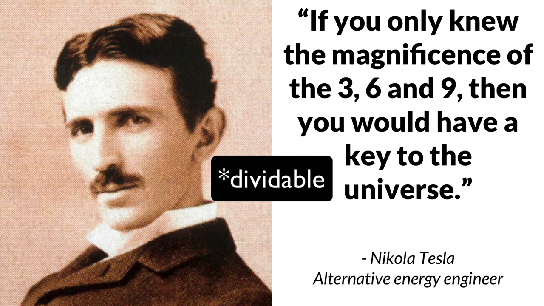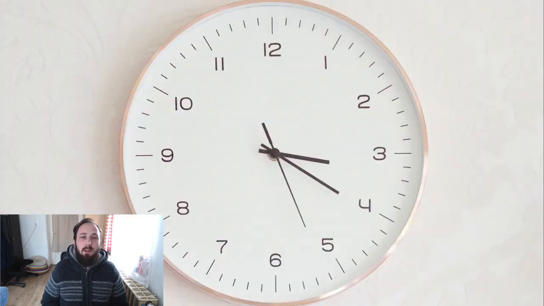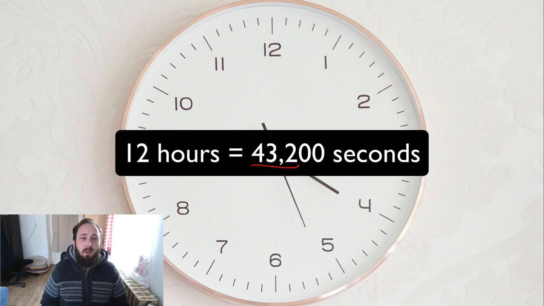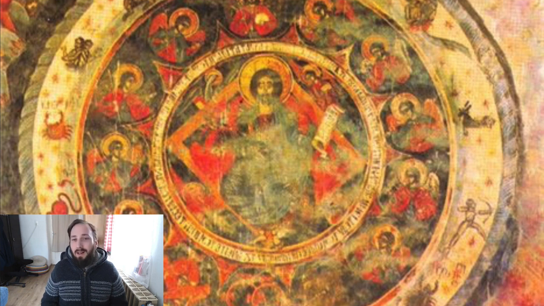For instance, when he went to a hotel, his room number had to be divisible by 3. Now the other interesting number is 12, which is also divisible by 3. And we can see the number 12 in the 12 months of the year, the 12 hours of the clock. And by the way, 12 hours of the clock is 43,200 seconds. And you can see in there the 432 Hz, 12 constellations of the zodiac, 12 inches is 1 foot, symbology in the Bible, the 12 tribes of Israel, the 12 apostles, and so on.